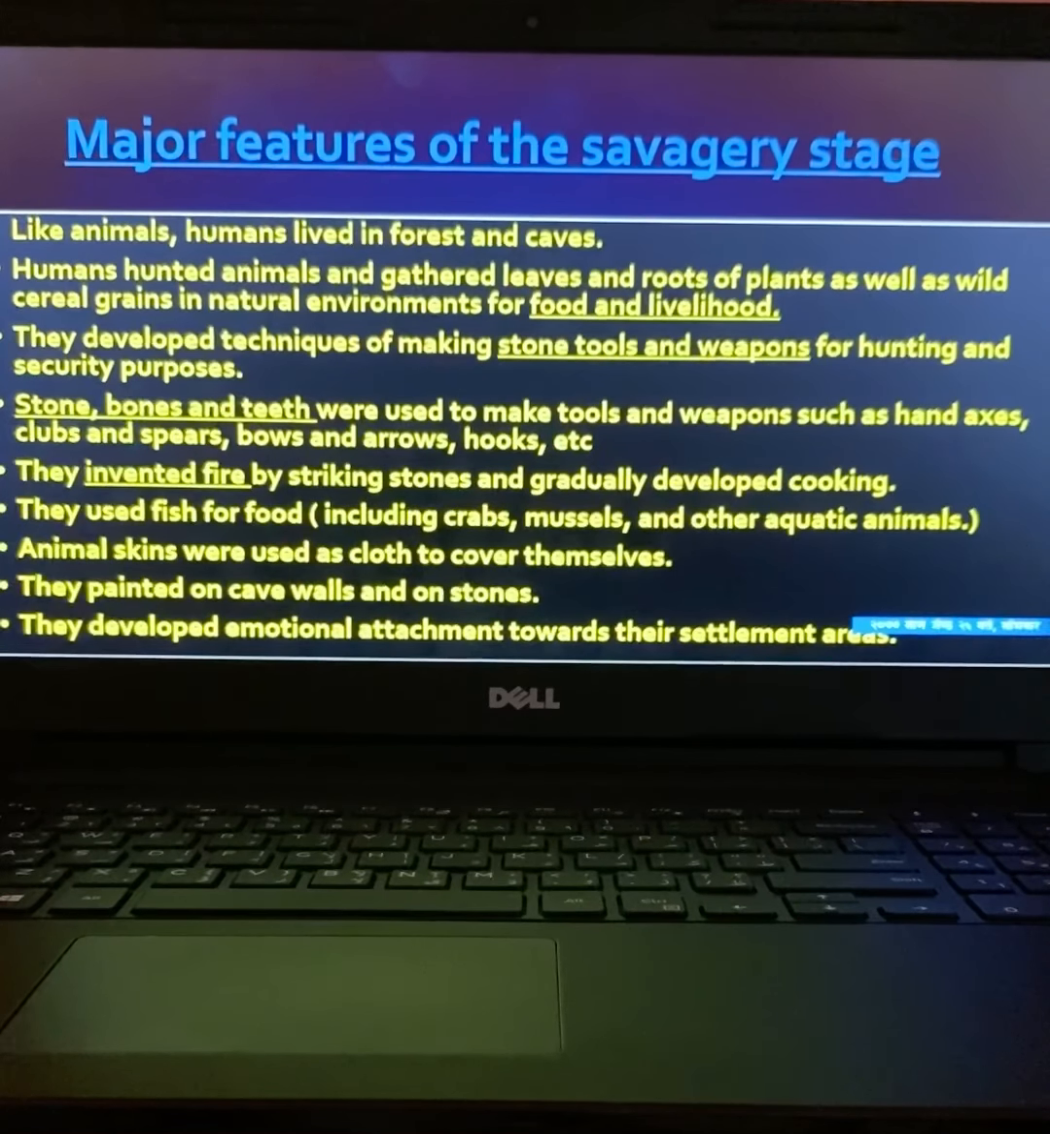So the major characteristics of the savagery age: humans used to live in forests and caves. We can totally compare or consider human just like an animal, because in our early savagery stages people used to live in the forests and caves. For survival, humans hunted animals and gathered leaves, roots of plants, as well as wild cereal grain in the natural environment for food and livelihood. Tools and weapons were used for hunting and security purposes.